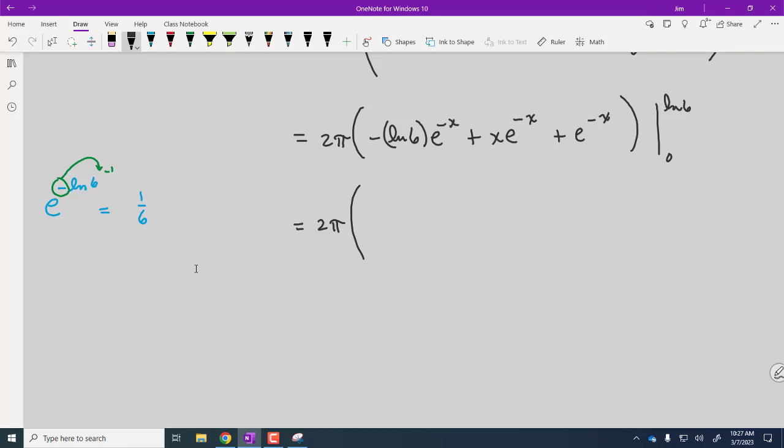So in here, this is going to be minus natural log of 6 divided by 6. E to the negative x becomes 1/6. And then here, plug in natural log of 6. So again, we're going to have natural log of 6 divided by 6. Because e to the negative natural log of 6 is 1/6. And oh, here it is again. So there is the upper endpoint plugged in.